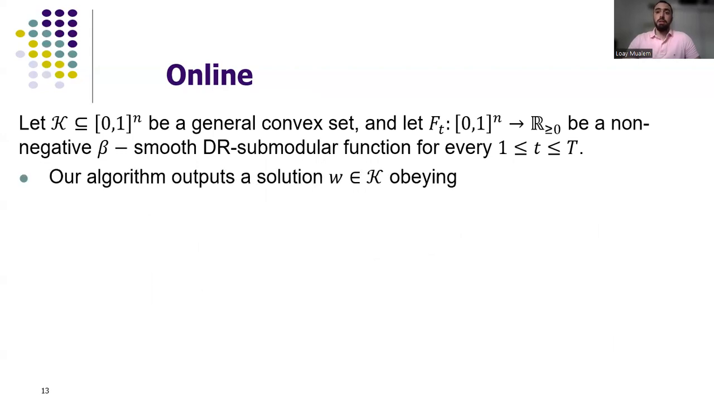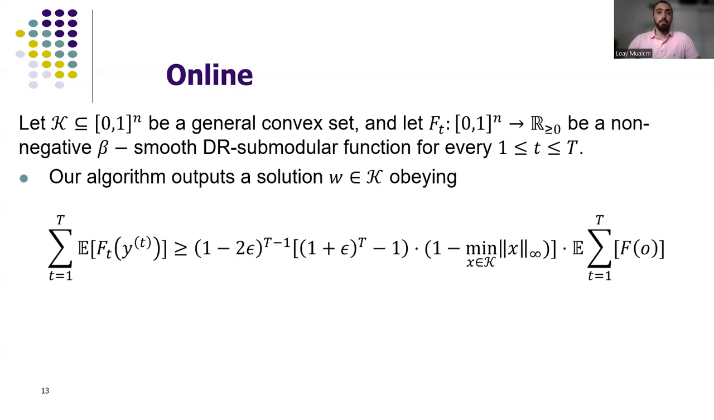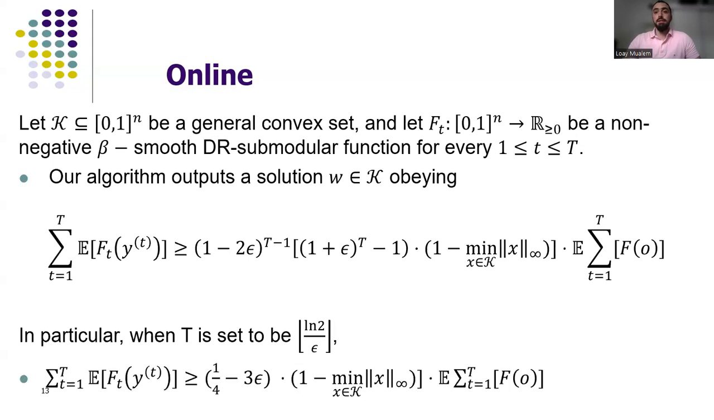Let's summarize the approximation guarantees of our method for the online setting. Our algorithm outputs a solution obeying the following. And again, when t is set to be ln 2 over epsilon, our algorithm achieves the following approximation guarantee, which we prove in our work is tight due to our hardness inapproximability result, which settles this problem also in the online setting.